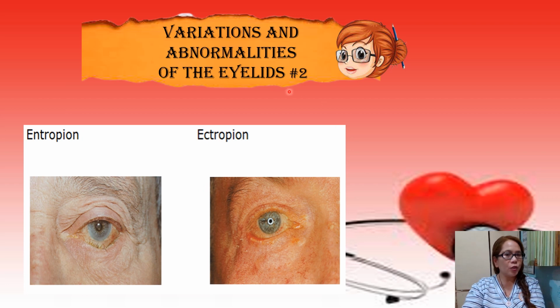Okay. So, another finding of the eyelids, we have what we call the entropion, wherein the eyelid, usually the lower one, is turned inward. Entropion, from the word entropion, inward. Ectropion naman, the eyelid is turned outward. Yan. So, this is the presentation.